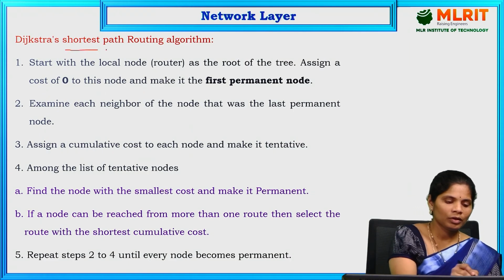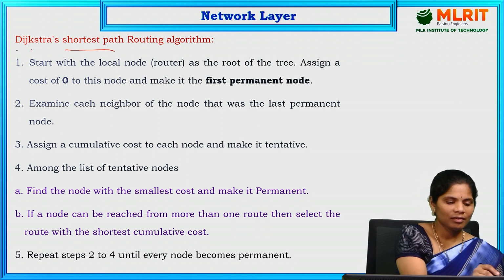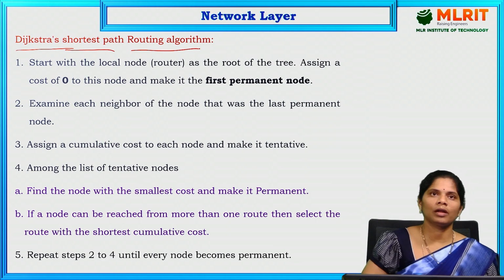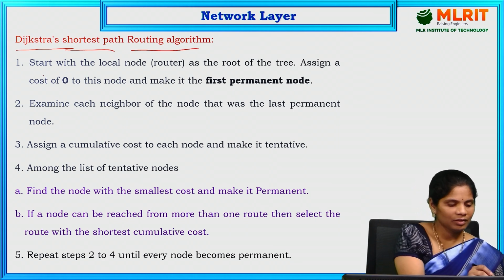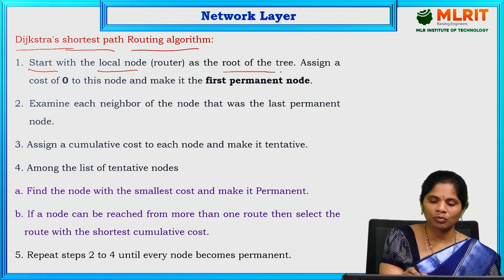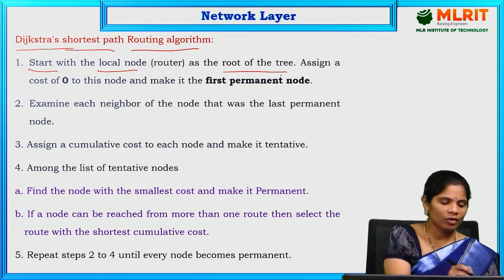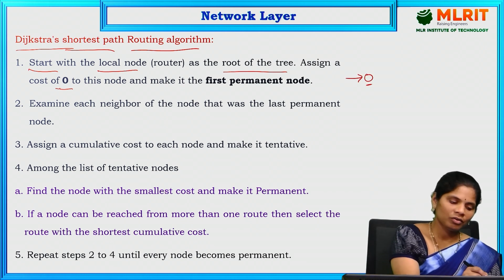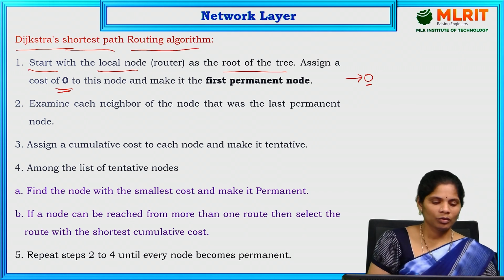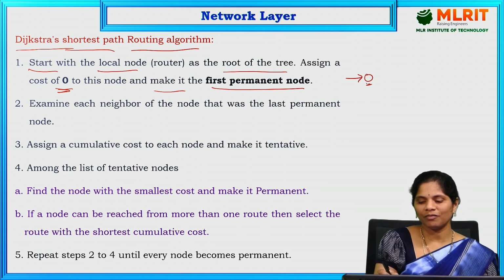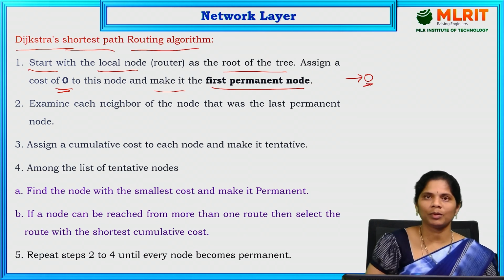The shortest path routing algorithm is nothing but Dijkstra's shortest path routing algorithm. So, how do we use this routing algorithm? First of all, it starts with the local node, that is the first node. That node is the root of the tree. Assign a cost to that particular node. Since we are starting from this node, it is the starting node. The cost of that node is 0, and we make it the first permanent node.